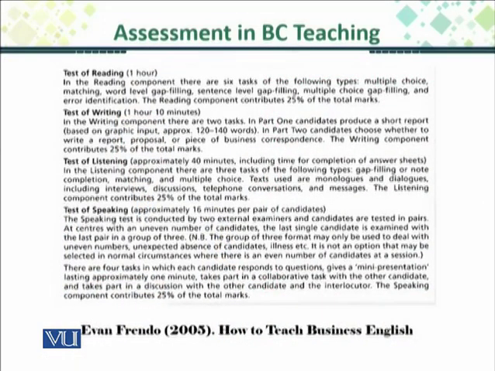So this is what it looks like. For example, here we can see that the test of reading is 1 hour, the test of writing is 1 hour 10 minutes, and so on. The test of listening is approximately 40 minutes, and the test of speaking is 16 minutes per pair of candidates.